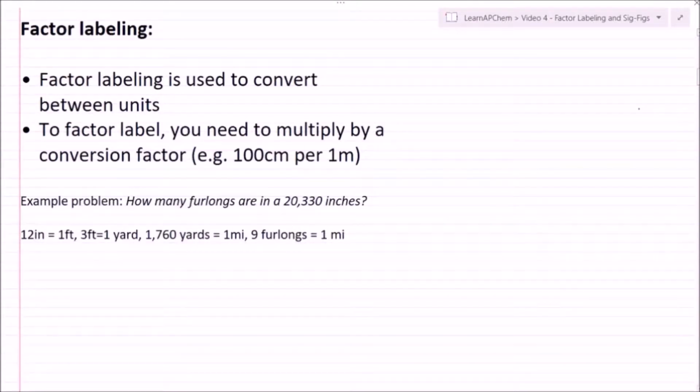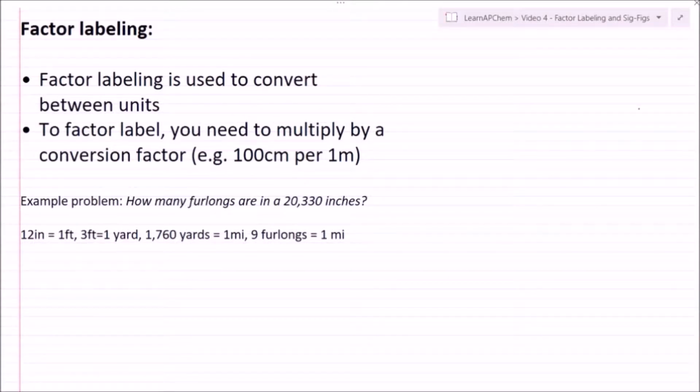Alright, so let's talk about factor labeling now. Factor labeling is used to convert between units. So to factor label, you're going to need to multiply by a conversion factor. For example, there's 100 centimeters per 1 meter. Now factor labeling is very fundamental to AP Chemistry, so make sure you understand this before moving on to other stuff. So I'll start by walking you through an example problem.